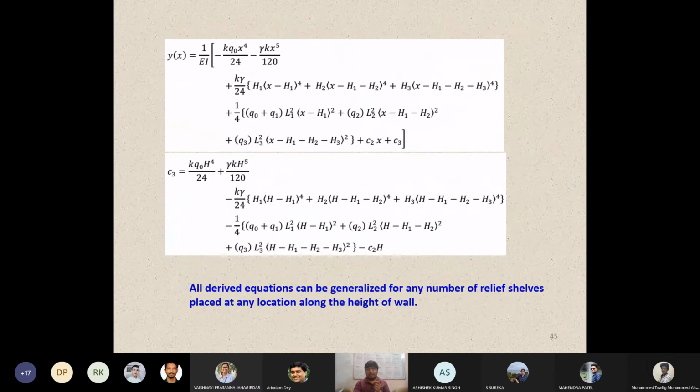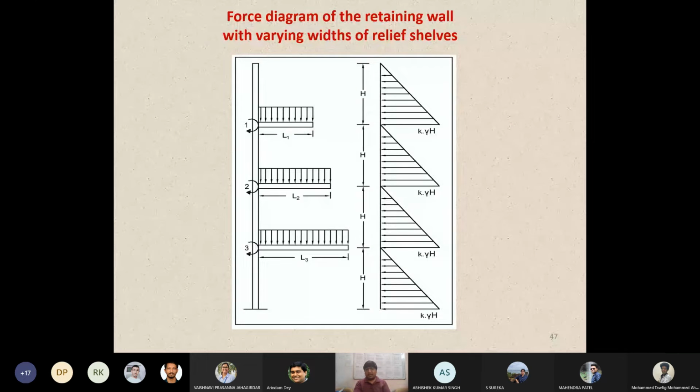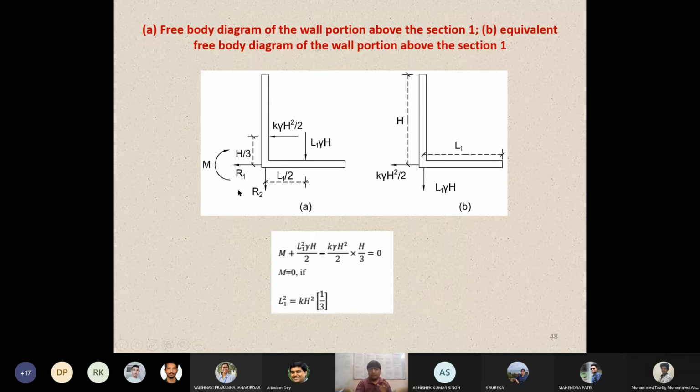For deciding the critical width of the relief shell, another model has been proposed, which is completely based upon the free body diagram of this particular wall at different sections. We have taken 3 sections at every junction and drawn the free body diagram. These values come from the lateral earth pressure, and this value comes from the weight supported by the backfill. We make an equilibrium equation at this position, and these are the lever arms.